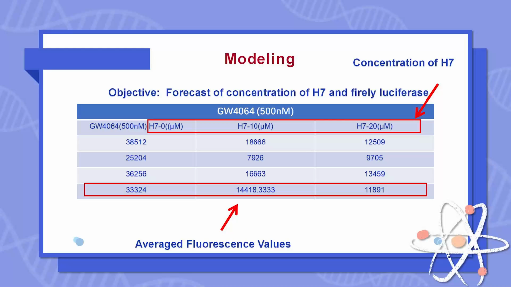Here is the data we used to develop the model. We averaged the fluorescence values of firefly luciferase. Afterwards, we used the averaged values together with those of the concentration of H7. We circled these two groups of data in a red frame for your reference.